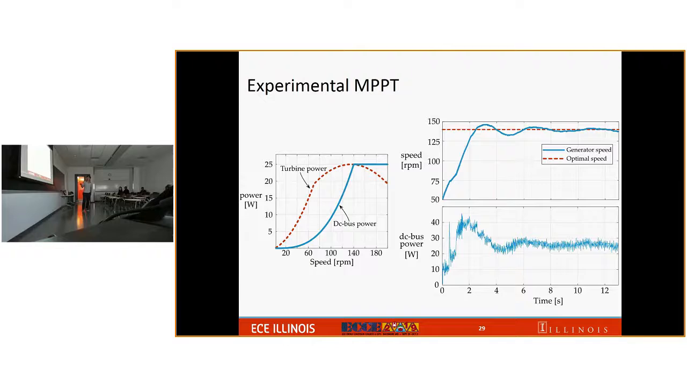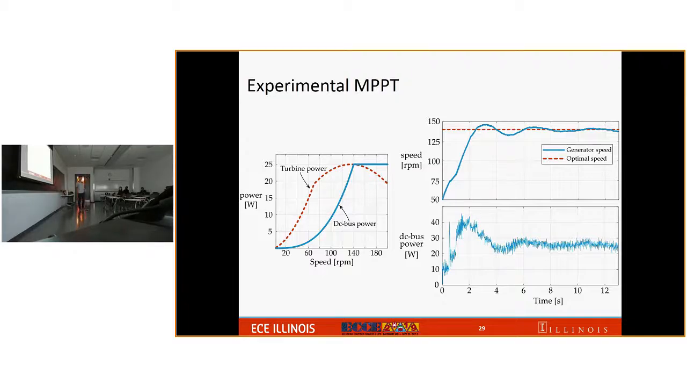We see that the optimum speed here will be 140 RPM, and the optimum power you want to operate is 25 watts. And here's the speed trajectory of the generator. Eventually, it converges to the optimum speed. And then we look at the DC bus power, the amount of power, 25 watts, delivered to the DC bus. So this way we claim that we actually operate exactly at the maximum power point.